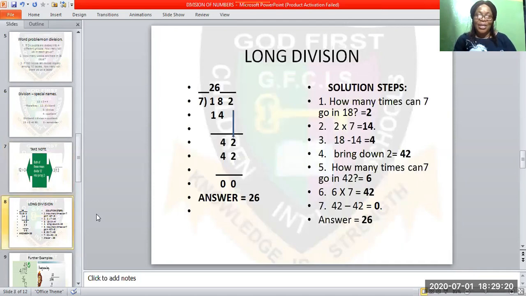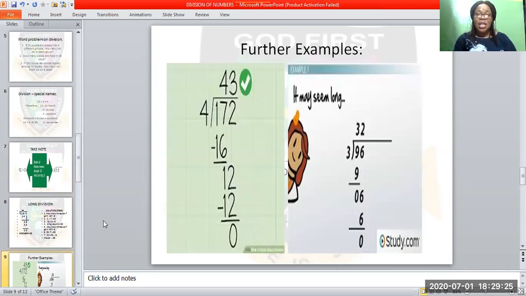Beautiful. Okay. So we move on. Further examples of long division. If you look at 172 divided by 4, you will get 43.